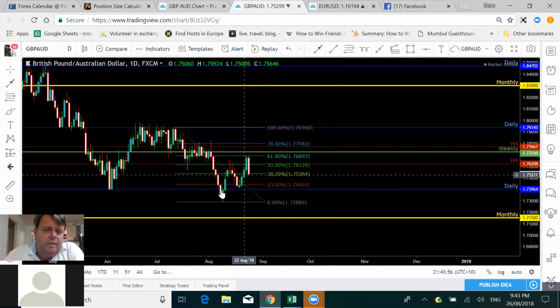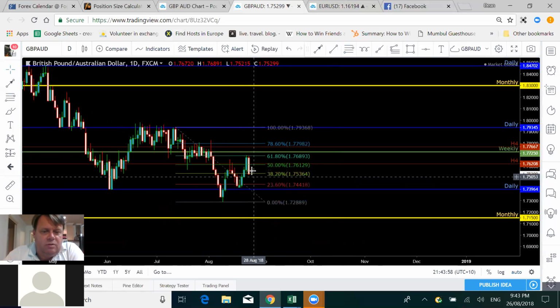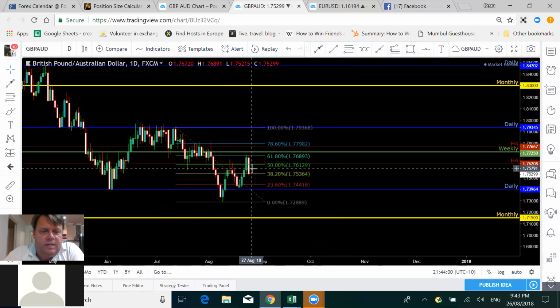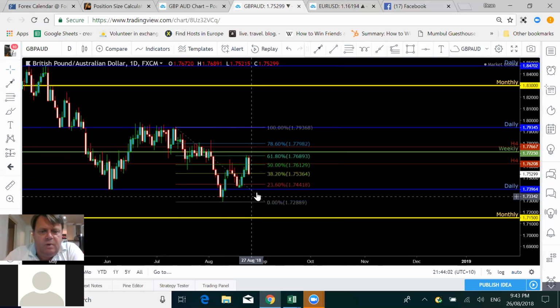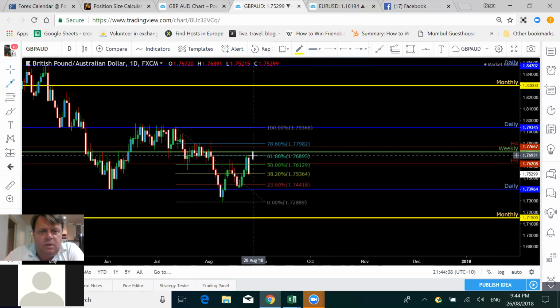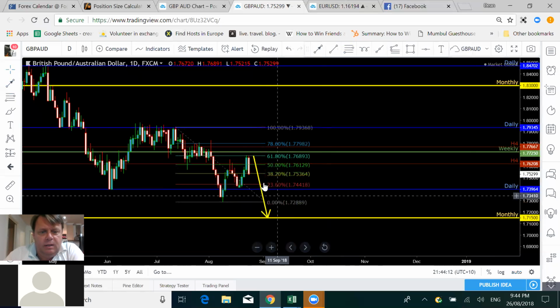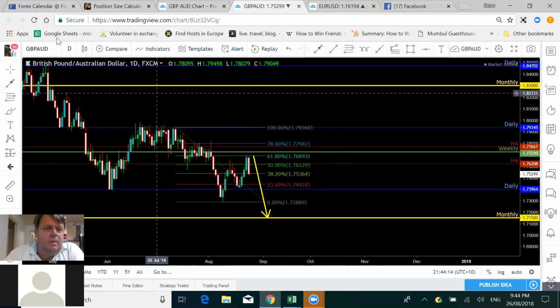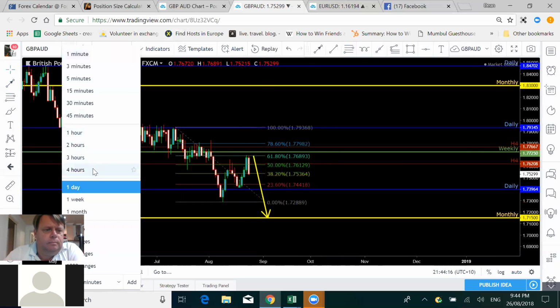So the daily says to me looking for a downtrend or looking for a down day, like a down candle, possibly all the way down to the blue, but ideally down to the monthly support. So that's what I'm expecting off the daily, probably over this week. Boom. Then we come into the 4 hourly.